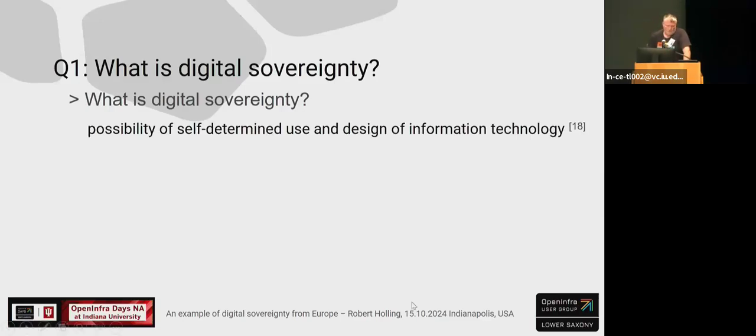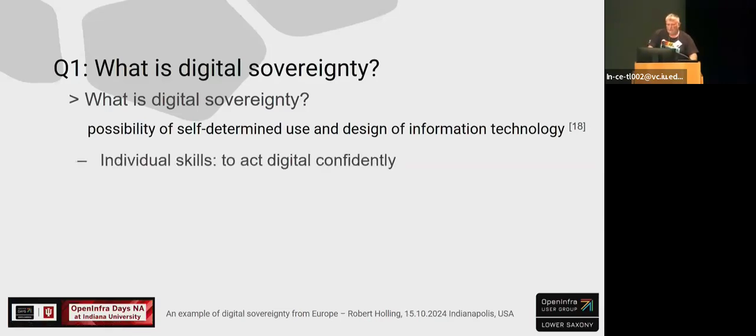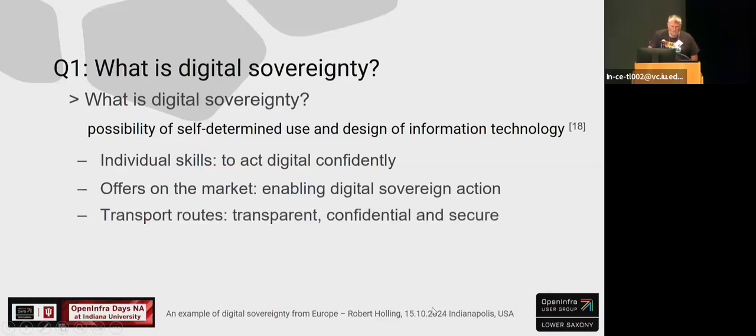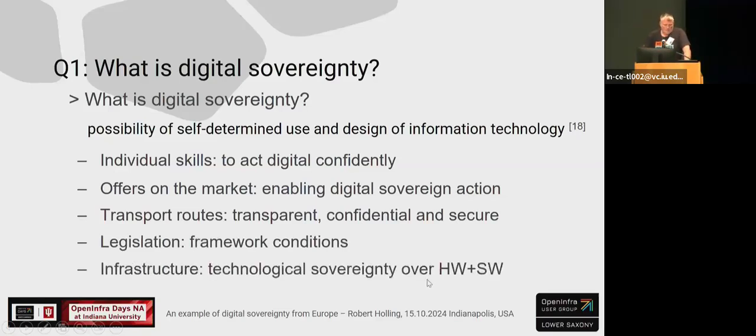There are various aspects that play a role here. The individual skills of anyone using IT to act digitally confidently. You need offers on the market enabling you. You need transport routes, transparent, confidential, and for secure transmission. You need legislation, I come later on that, for framework conditions. And that's our job here, infrastructure, technological sovereignty over hardware and software, also in terms of procurement and development. You see here the footnotes, I will come on that later.